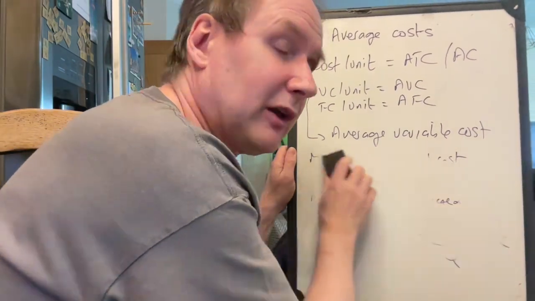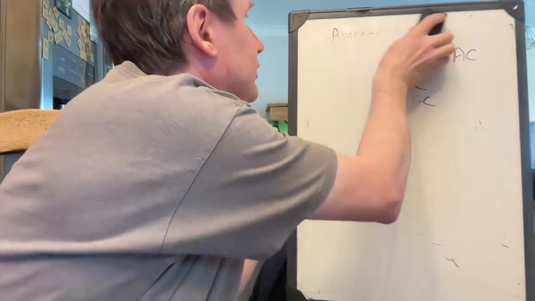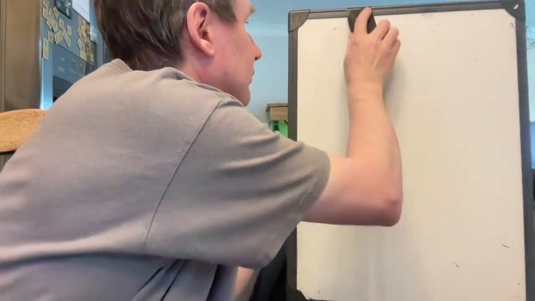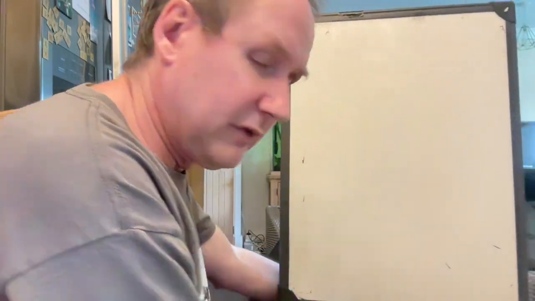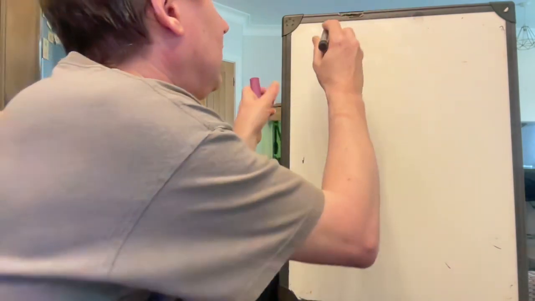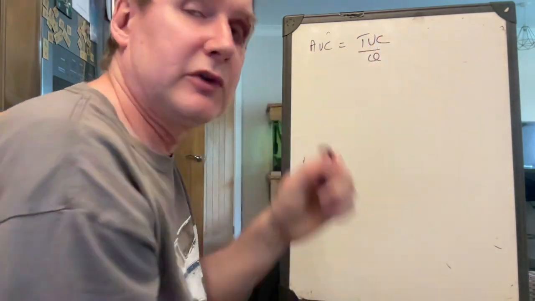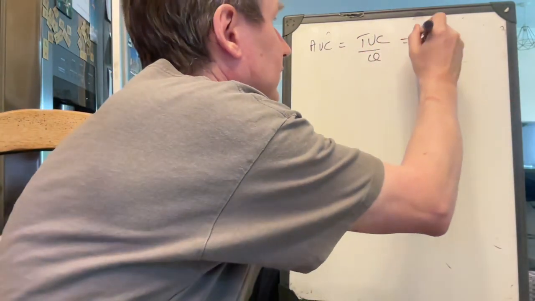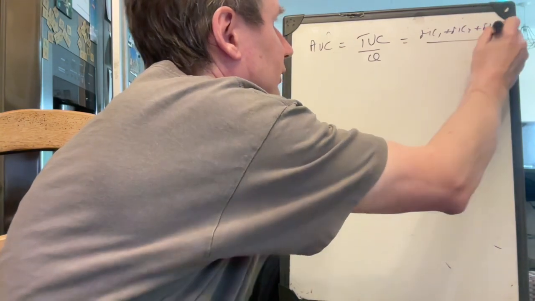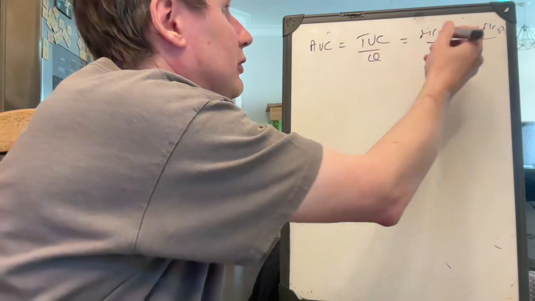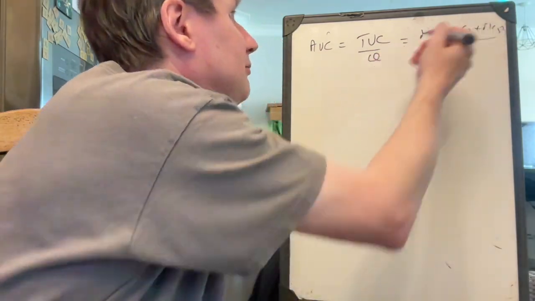This is very similar to the marginal product and average product thing that we did when we looked at product curves earlier in the course. But what we said is that average variable cost is total variable cost divided by output. And total variable cost is the marginal cost of each unit added up. So average variable cost is all the marginal costs added up divided by output. So it's based on marginal cost.